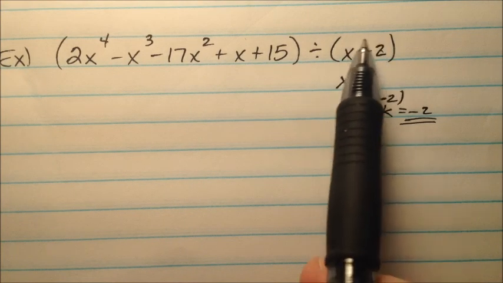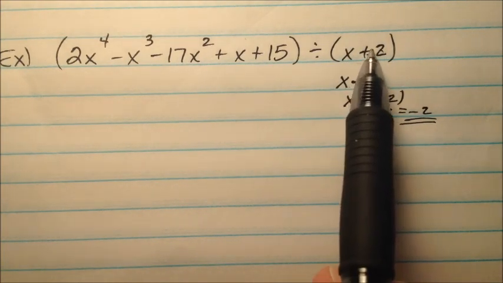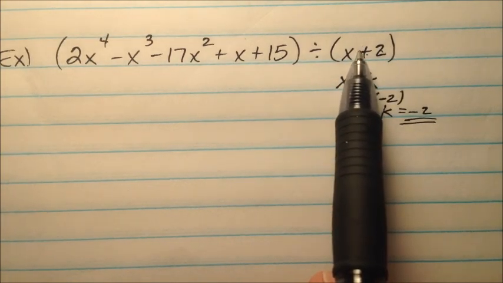So a good reminder, or a good little thing you can use, is just change the sign right here. So if it's a minus, just take your k. If it's plus, take a minus k.